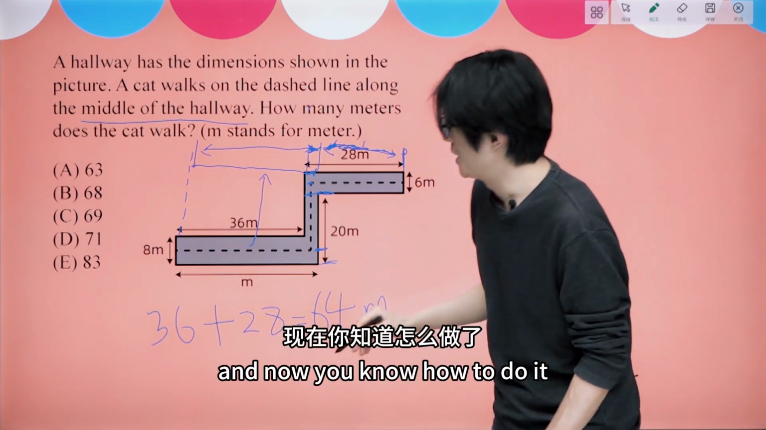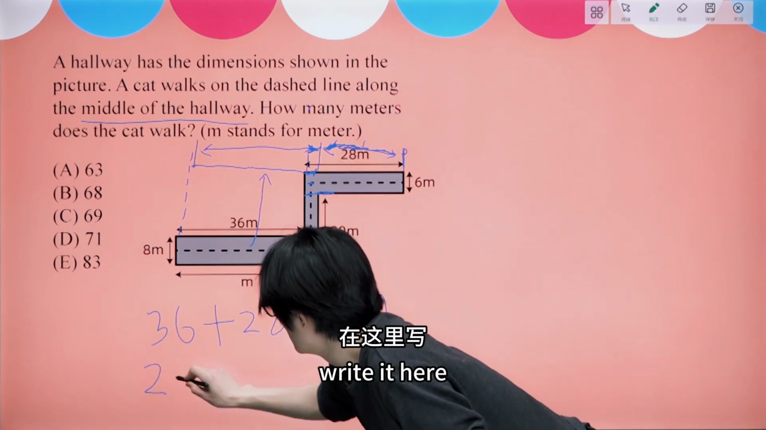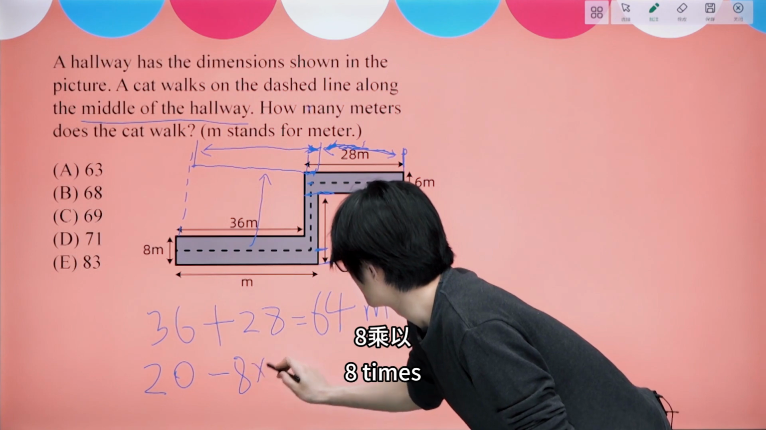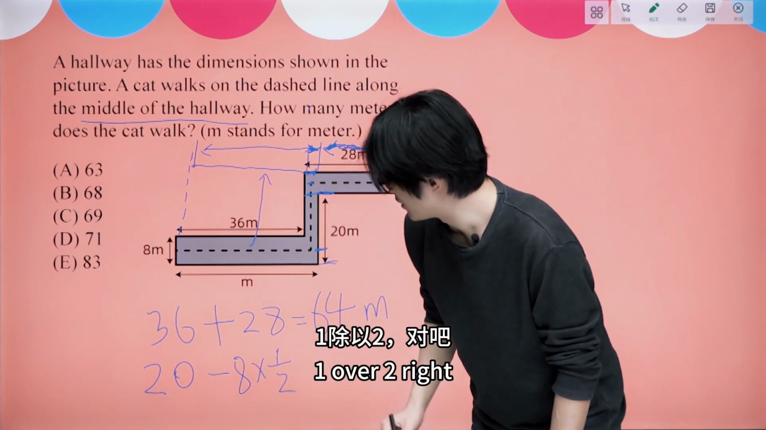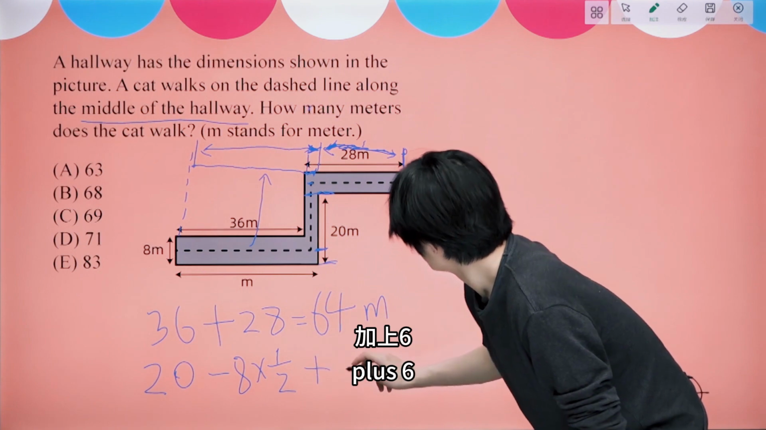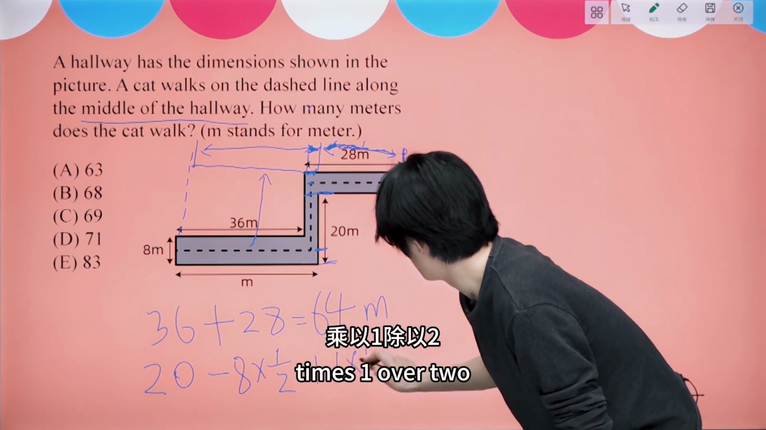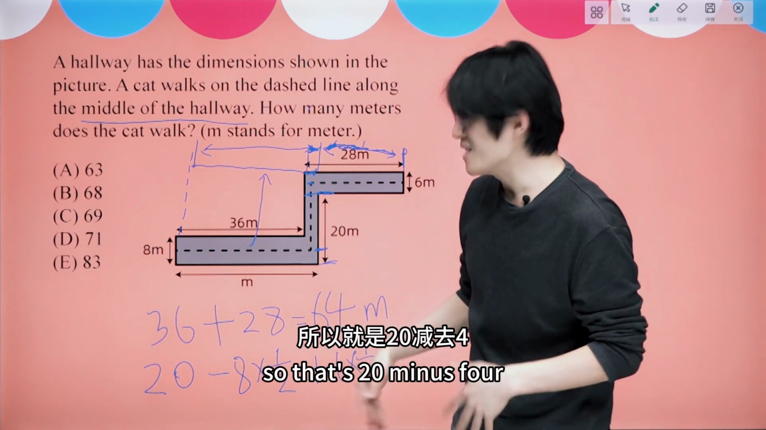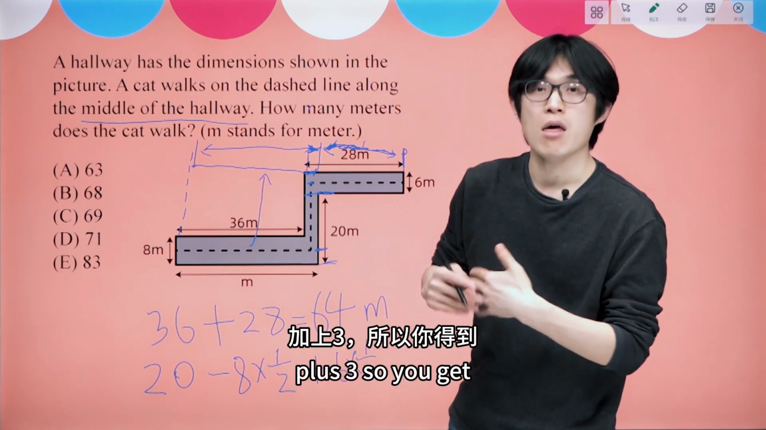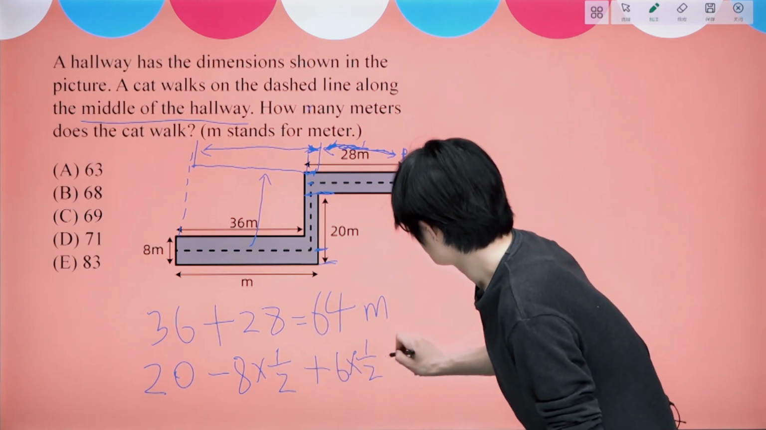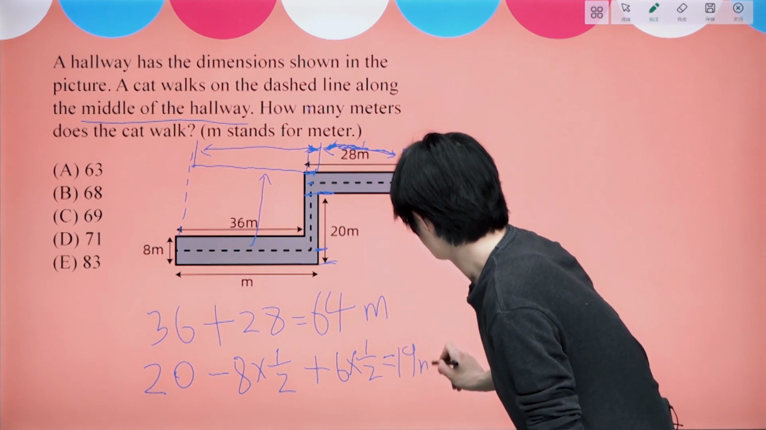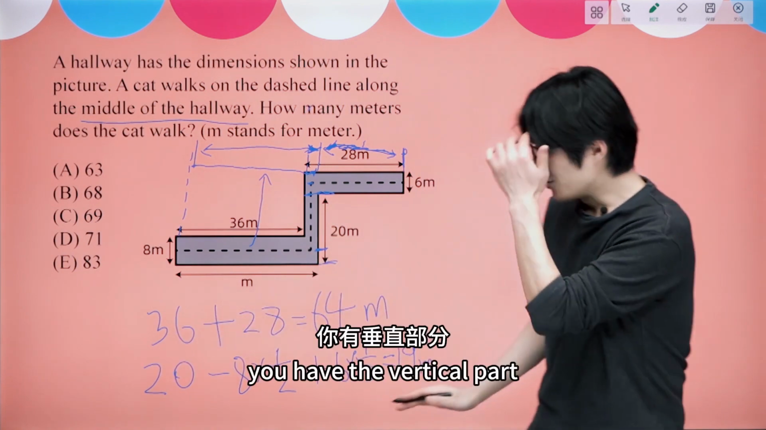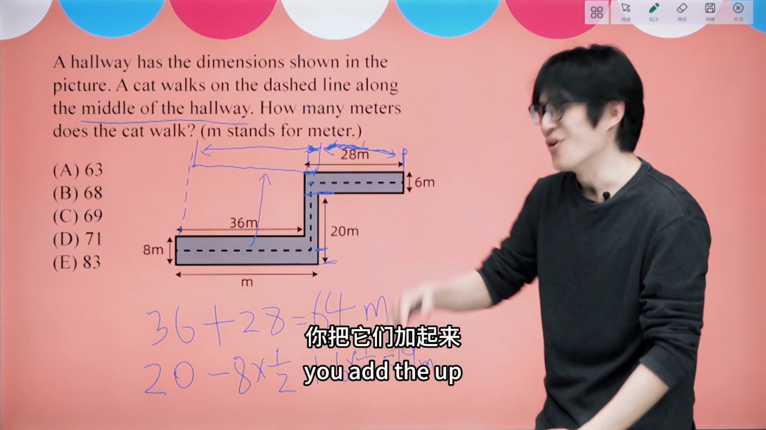And now you know how to do it. So we're gonna write it here. 20 minus 8 times 1/2, right? Plus 6 times 1/2. So that's half of 6, half of 8. So that's 20 minus 4 plus 3. So you get 19 meters, okay?